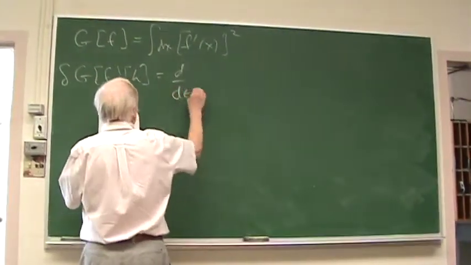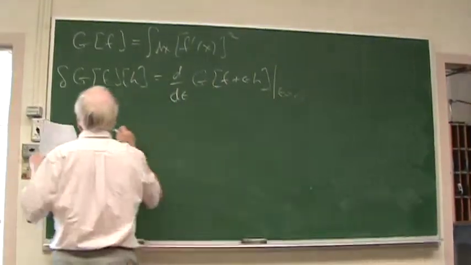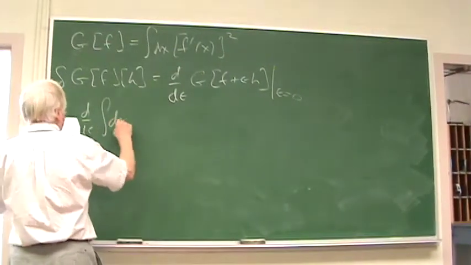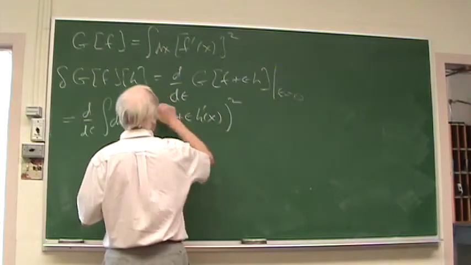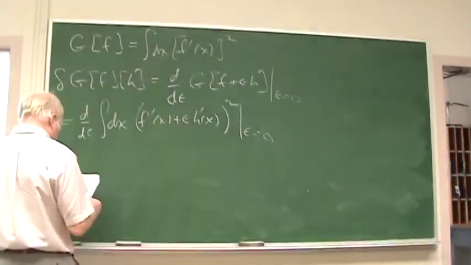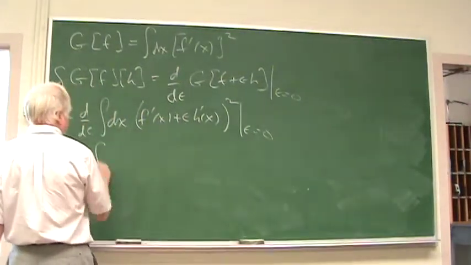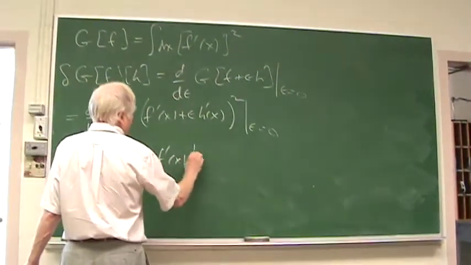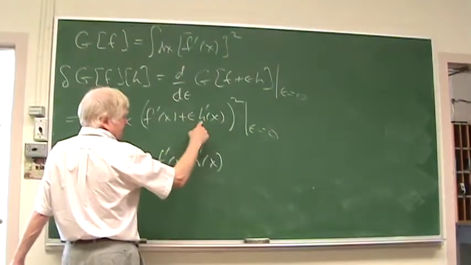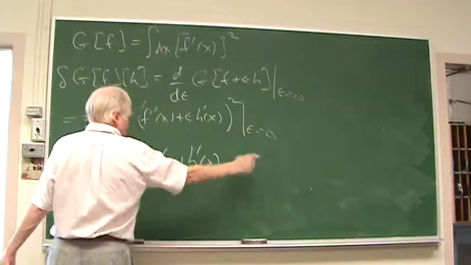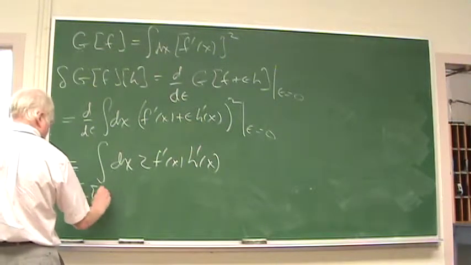So this is d by d epsilon of g of f plus epsilon h. And so this is d by d epsilon of the integral dx of f prime of x plus epsilon h prime of x, squared, at epsilon equals zero. And now, what is this going to be? Well, if we do d by d epsilon, you see this is simply going to be an integral dx 2 f prime of x h prime of x, because the f prime squared term doesn't have an epsilon, and the epsilon squared h prime squared term vanishes when epsilon is zero. And so we get that as the answer. And so now we would say the variational, the physics type variational derivative.